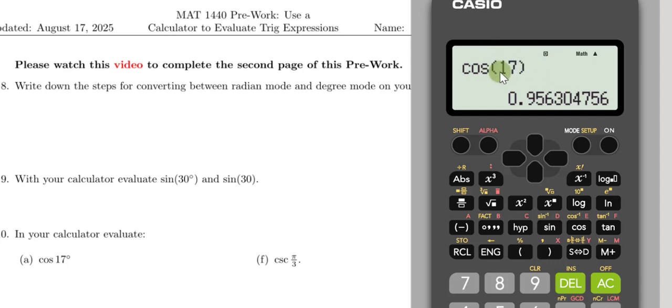17 degrees is relatively close to 0, and the cosine of 0 degrees is 1, so that passes the smell test. But again, folks, this can get you into trouble all the time in this class if you're using a calculator. Make sure that you're in the correct mode. Maybe the first thing you should do anytime you pick up a calculator is test it with a couple of known special angles to just confirm you're in the mode you think you are. Okay, so that was that question.